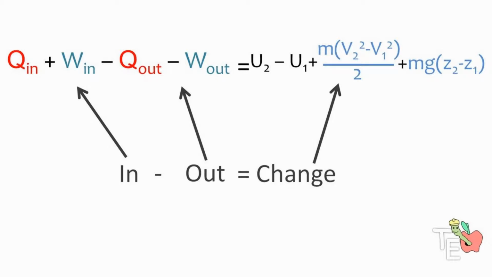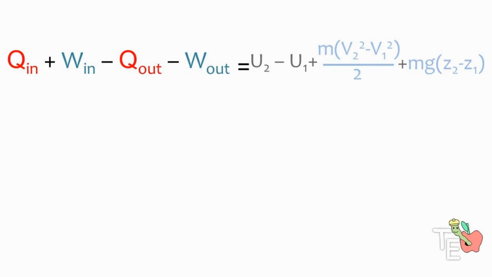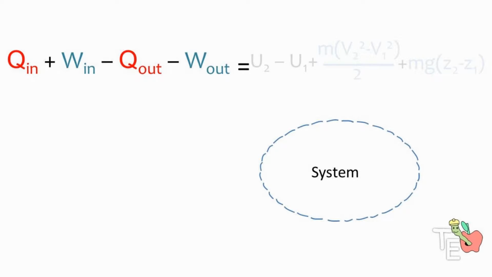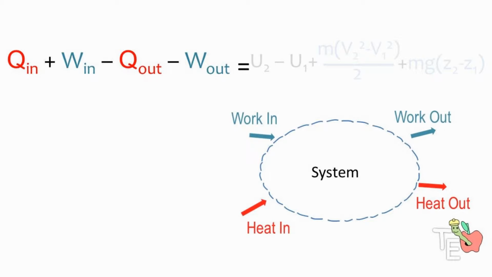For the next few episodes, why don't we focus on the left-hand side of this equation? The left-hand side represents the energy crossing the system boundary. And in a closed system, energy can cross the boundary as heat or work.